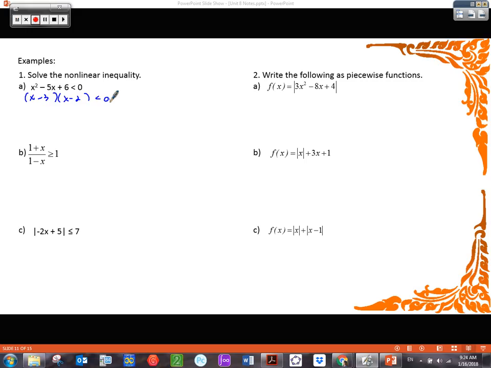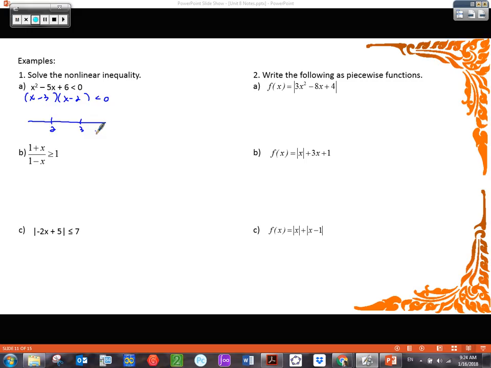Then we would put each of these factors, we would set equal to 0 and get that number. And so the numbers are 2 and 3. Okay. Then we're going to do our sign analysis.